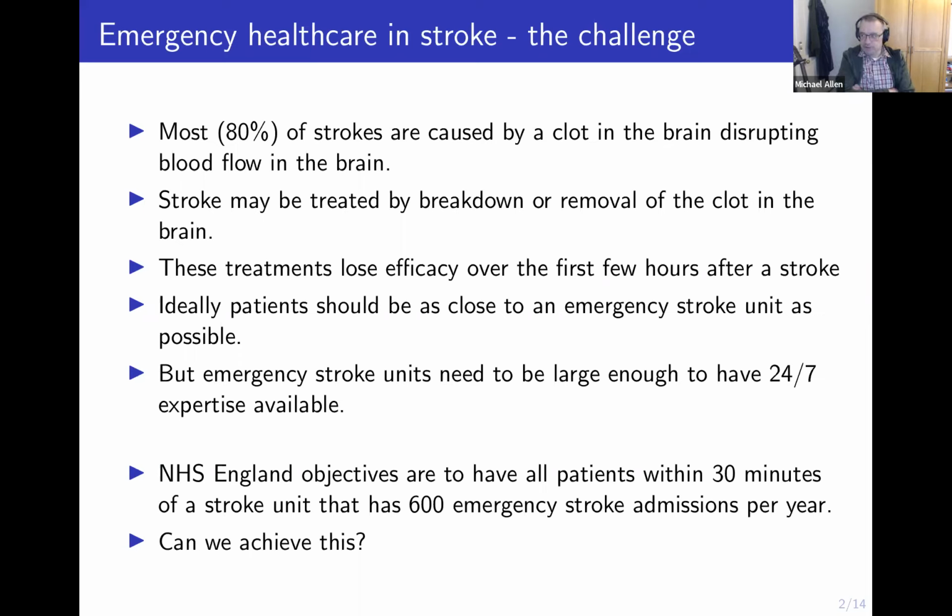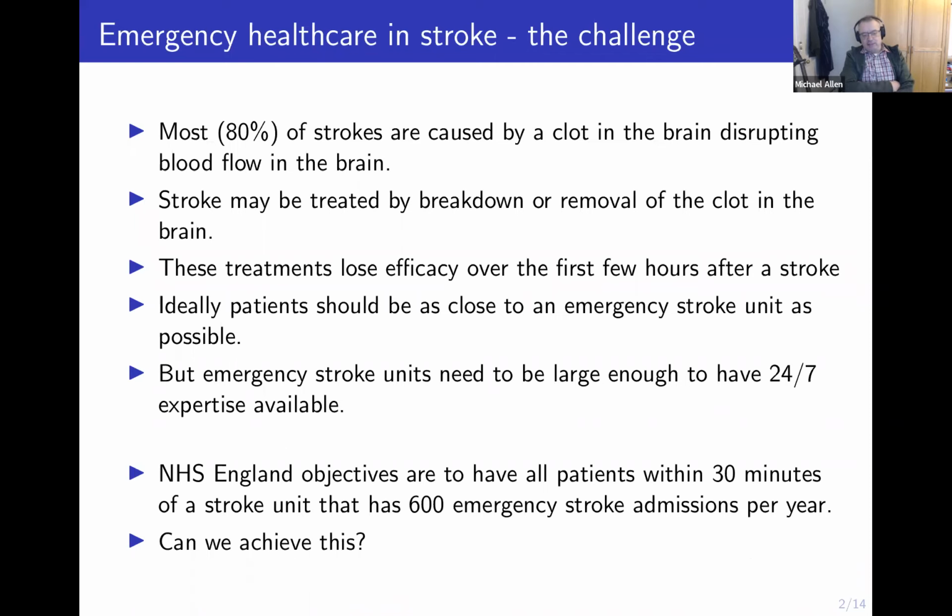But the treatments lose efficacy quickly, because basically when the brain's blood supply is stopped, tissue in the brain starts dying immediately, and it will die over the first, say, 6 to 8 hours mostly. So these treatments need to be given quickly, and so you want to get patients to a stroke unit quickly. So you want a stroke unit that's not too far away. Here comes the conflicting thing. You can't have every possible hospital everywhere providing this service, because the stroke units have got to be large enough, they've got to have enough admissions that they can have 24/7 expertise available.